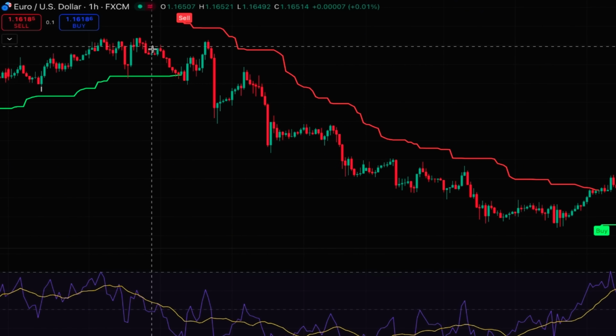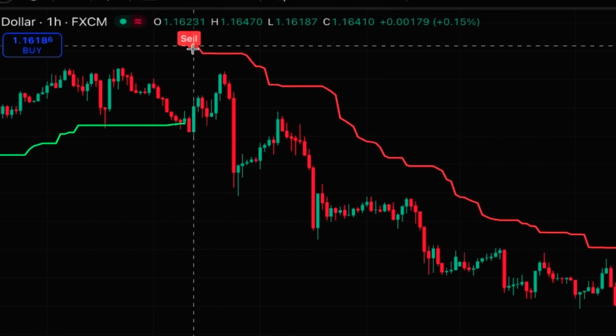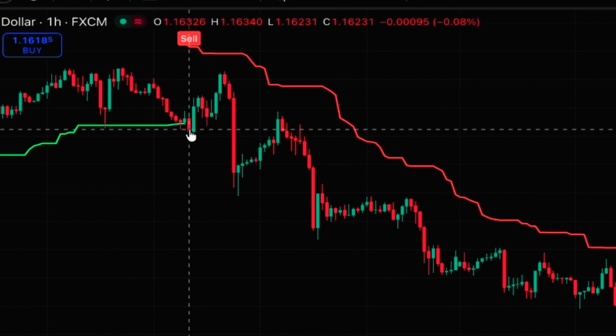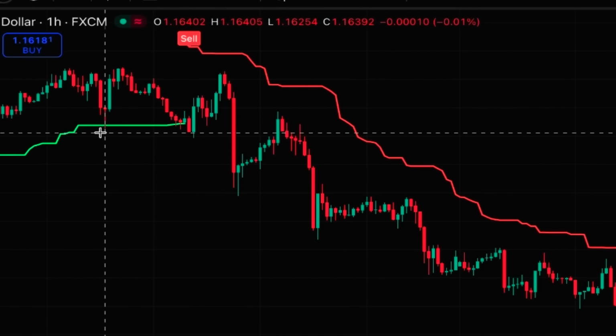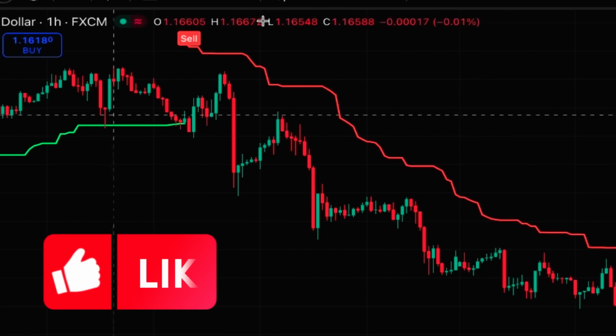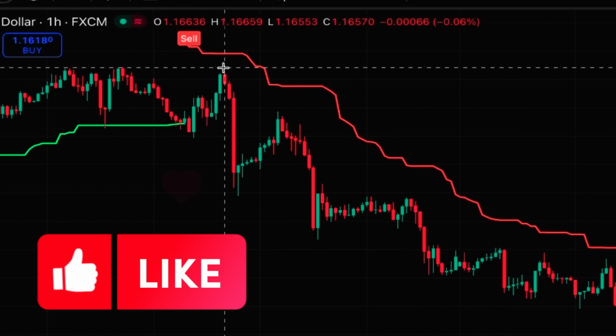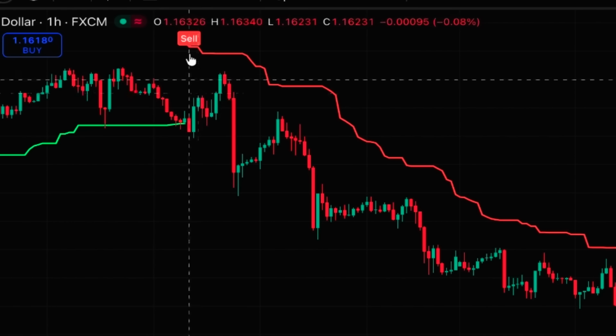After this divergence, here you can see that we have a reversal signal from this super trend. And if you pay attention, you can see that at the same time, the price also closed below the low of the divergence pattern. The whole situation gives us a high probability that a downtrend is starting.